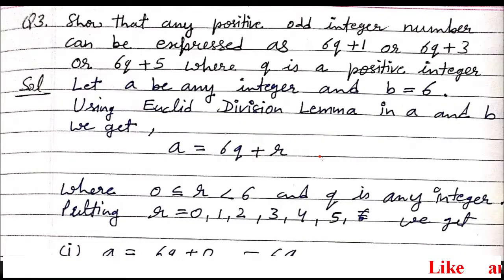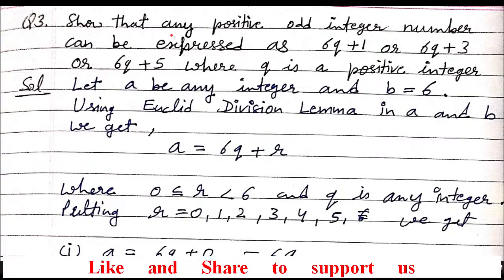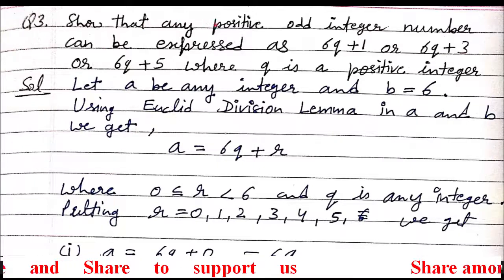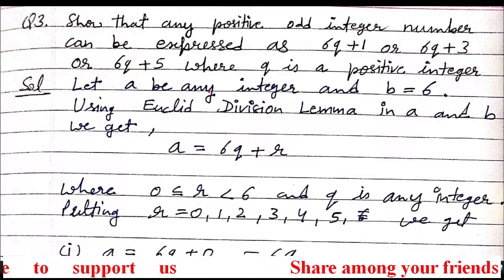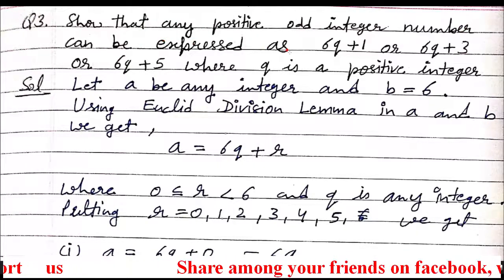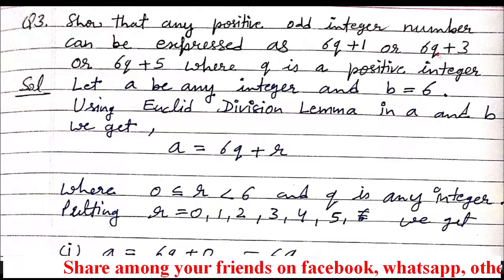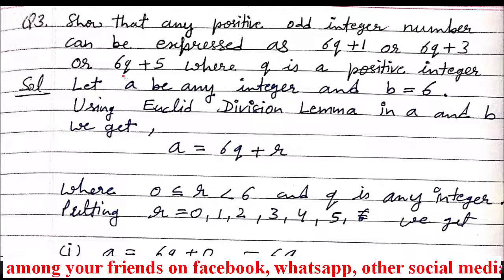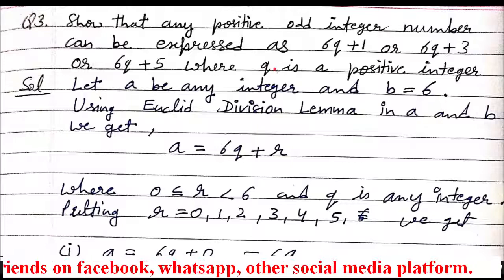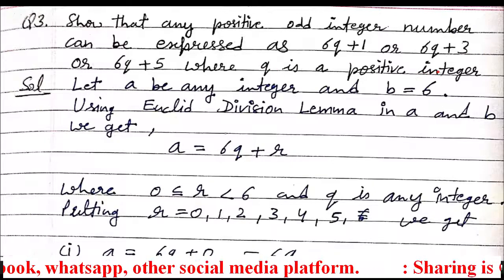Hello everyone, I am going to explain question number 3 from Exercise 2.1 of class 10. Question 3 is: show that any positive odd integer can be expressed as 6q plus 1, or 6q plus 3, or 6q plus 5, where q is a positive integer.